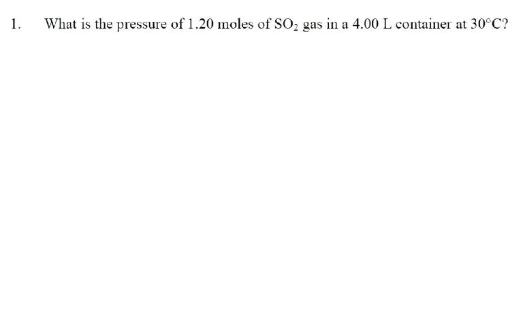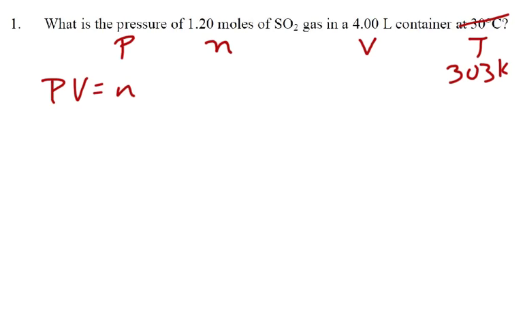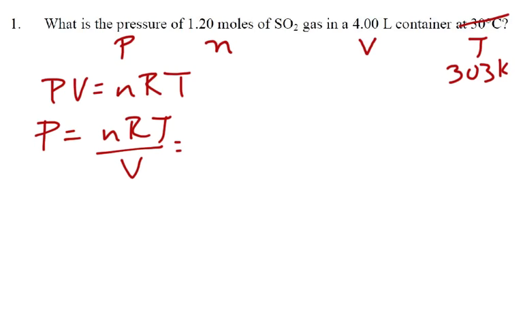We're going to try some of the problems that were on the revised version of this worksheet. So if we look at this, it says what's the pressure, so we're looking for a P of 1.2 moles of SO2 gas in a 4-liter container at 30 degrees, and before we forget, we're going to change that to 303 Kelvin. So the ideal gas law is PV equals nRT. We're looking for the pressure, so the pressure is nRT over V. And we're going to substitute some values in. 1.20 moles.